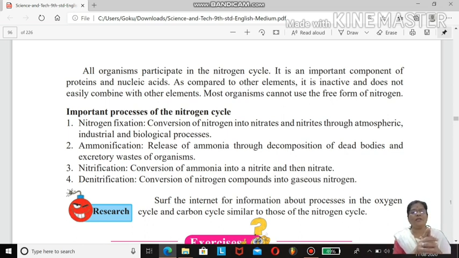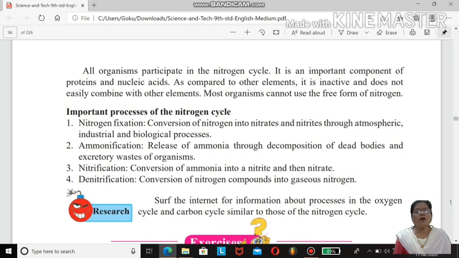What is nitrogen fixation? Conversion of nitrogen, that is atmospheric nitrogen, into nitrates and nitrites. It may happen in industrial or biological processes. Nitrogen fixation happens.